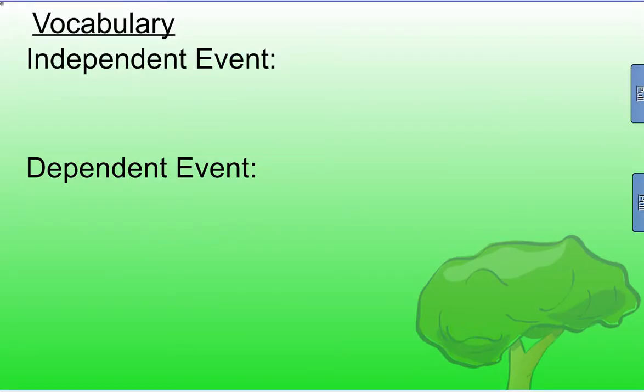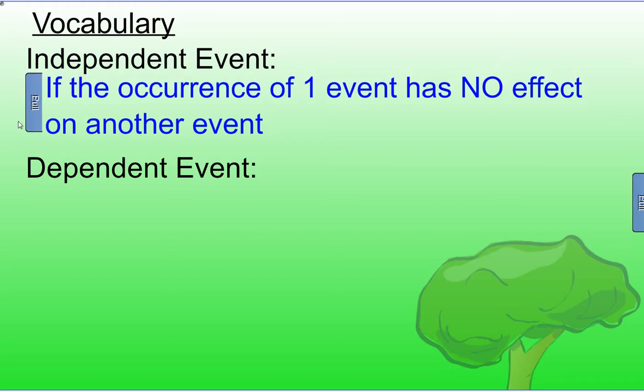2 more vocab words. First of them is independent. 2 events are considered independent if one event has no effect on the other. An example, rolling a dice and flipping a coin. The fact you roll that dice does not change the probabilities of getting heads or tails on that coin. So those 2 events are independent. One does not affect the other.